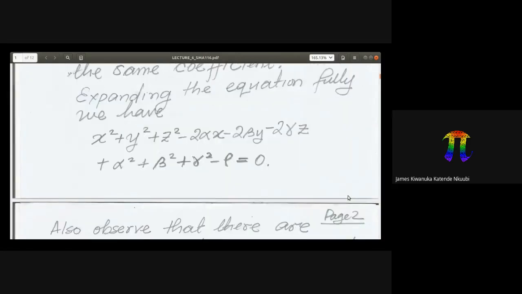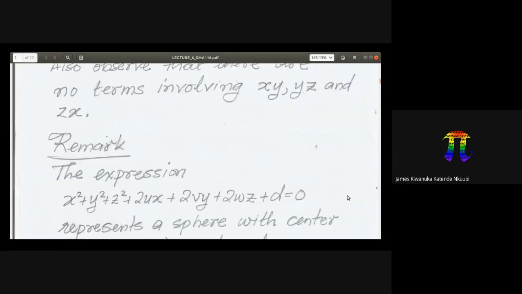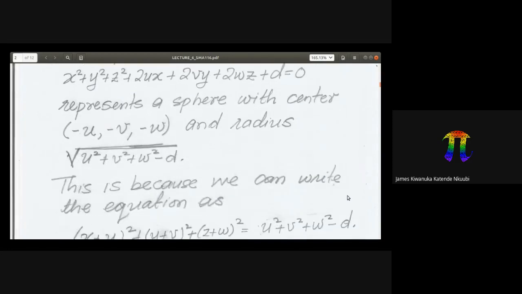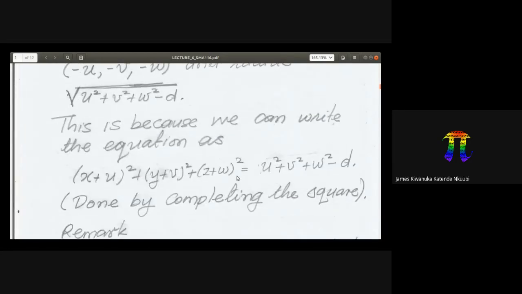So that's what we have done for this part. When you complete the square, you're able to write it in this form. The center will be minus u, minus v, minus w. And whatever appears on this right-hand side is a constant, and it is the square of the radius. I hope that makes sense. If it doesn't, you can ask questions again later.